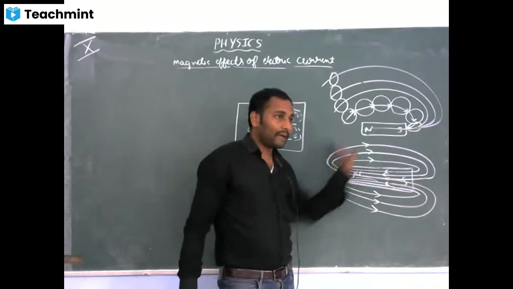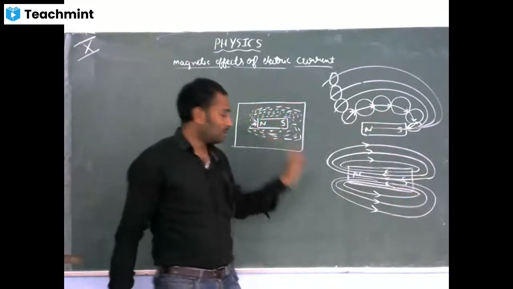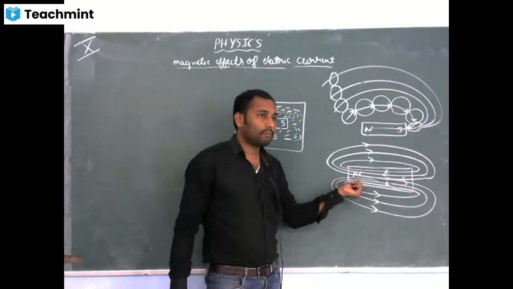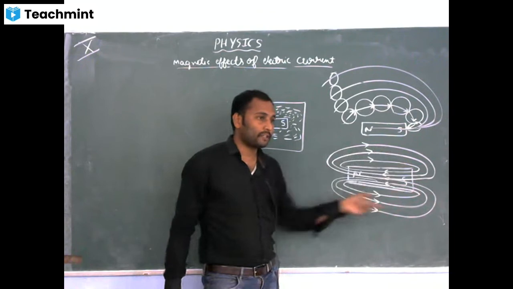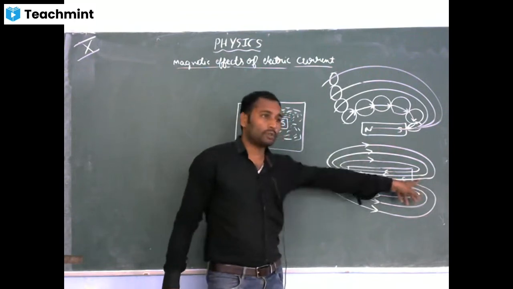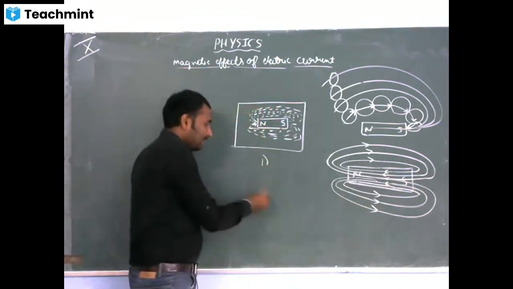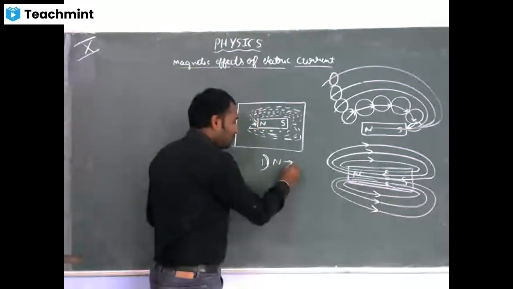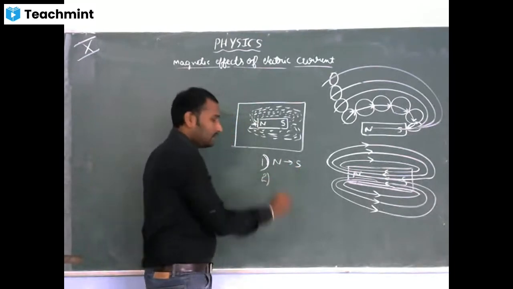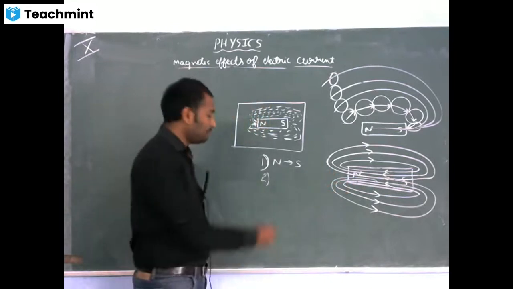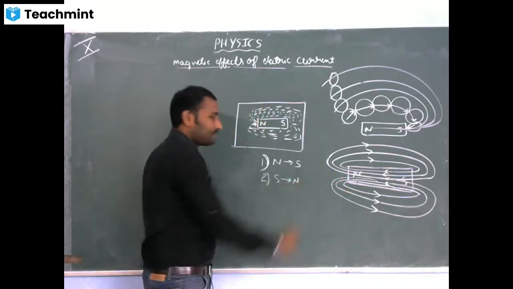Now I have got the magnetic field lines by doing these two activities. So now we have to explain the properties of a bar magnet. The first thing you observe here is that the magnetic field lines outside the bar magnet will always travel from north pole to south pole. Second, the magnetic field lines inside the bar magnet will always travel from south to north.